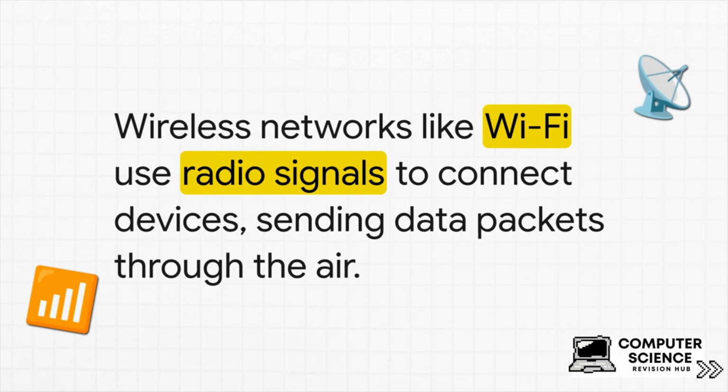And here's something else to remember. For so many of us, that first step and that last step of the journey is completely invisible. There's no cable. Wireless networks, like the Wi-Fi in your house, use radio signals to do the exact same job, connecting our devices to the network and sending all those data packets flying through the air to the router.